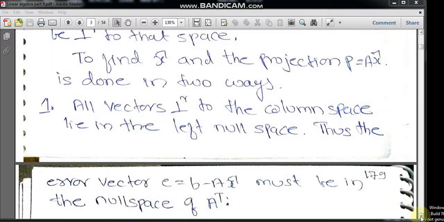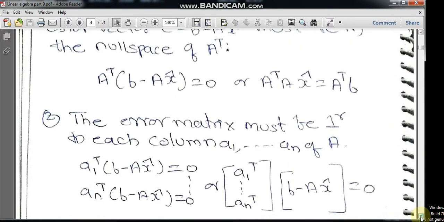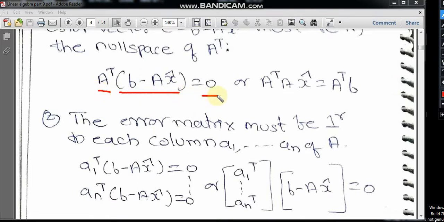Next point, how do you find out? That is A transpose, and the error should be equal to 0. If I expand that, I'll be getting A transpose A x cap equals A transpose B. So B is nothing but A x. So A x cap here. So the error vector must be perpendicular to each column.